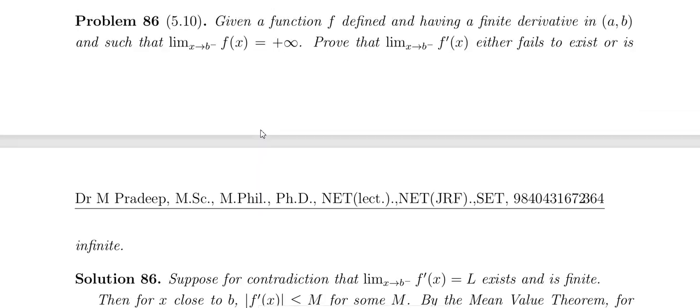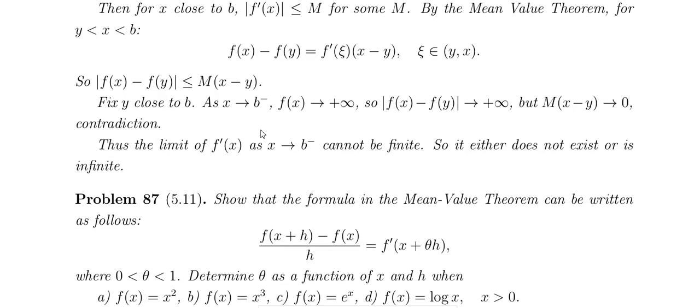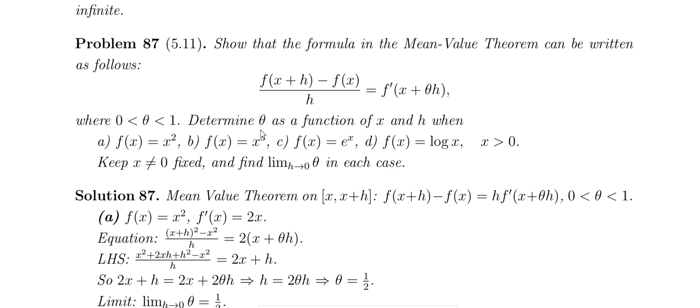So that is the given function. The formula in the mean value theorem can be written as f of x plus h minus f of x divided by h, like that. We can write the derivative's formula like this. That is, theta lies between 0 and 1. Theta is a function of x and h.